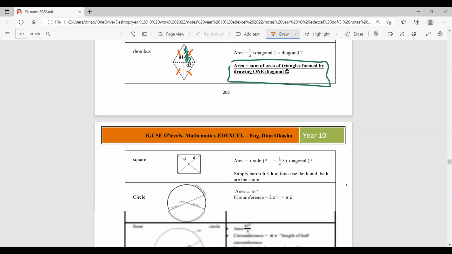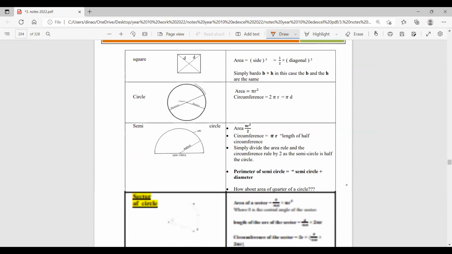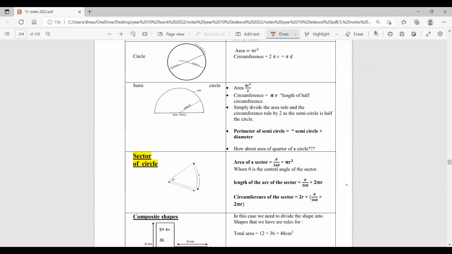Also I'll show you now, when I move on to the whiteboard and go through the rules here. Of course, for the square, it's half times diagonal squared because the diagonals are equal, or base times height. The circle was discussed in detail. The semicircle was also discussed. Notice that if you were asked to find the perimeter of the circle, you will find the length of the circumference and then you add the diameter to it.